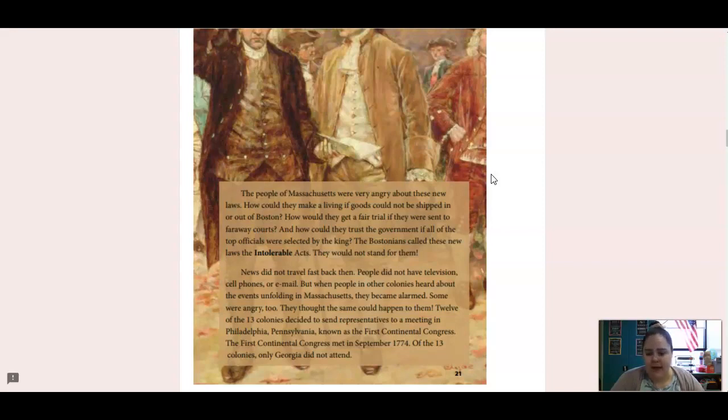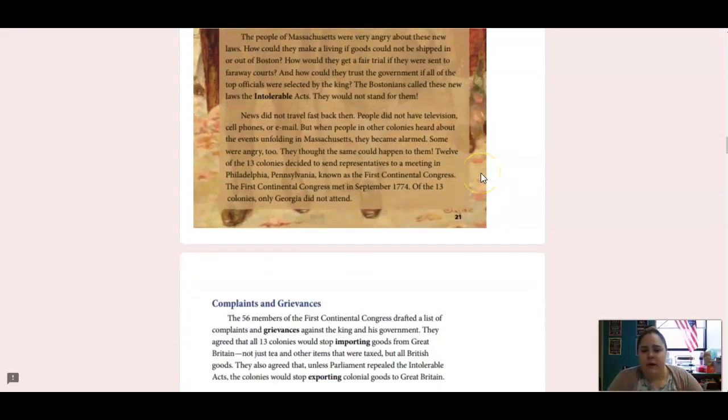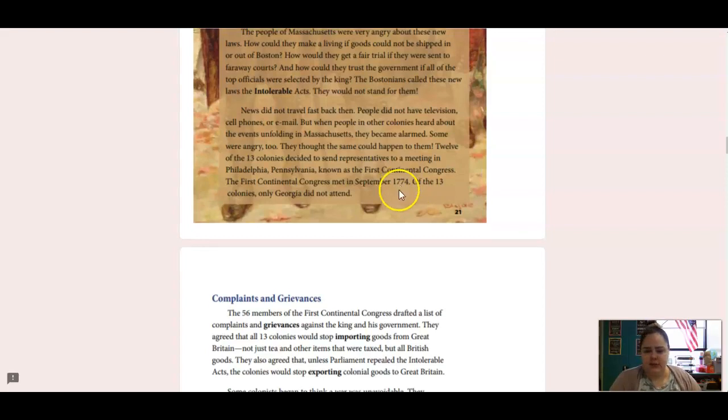News did not travel fast back then. People did not have television, cell phones, or email. But when people in the other colonies heard about the events unfolding in Massachusetts, they became alarmed. Some were angry too. They thought the same could happen to them. 12 of the 13 colonies decided to send representatives to a meeting in Philadelphia, Pennsylvania, known as the First Continental Congress. The First Continental Congress met in September 1774. Of the 13 colonies, only Georgia did not attend.